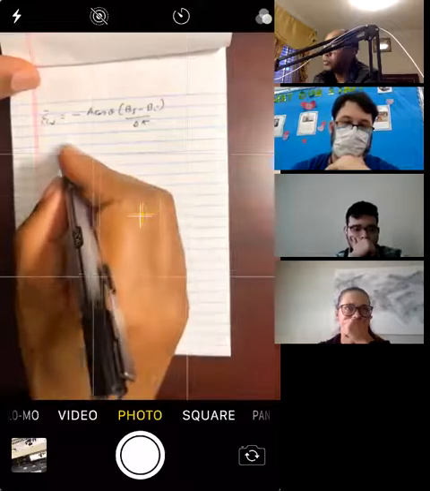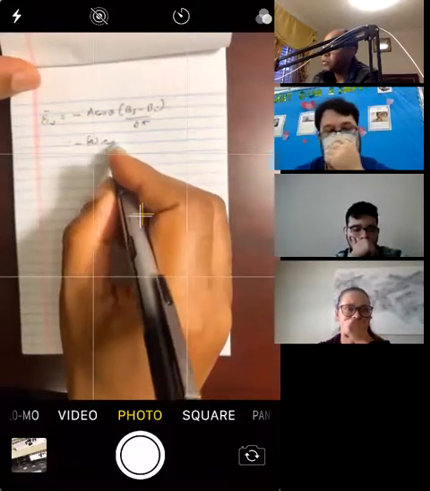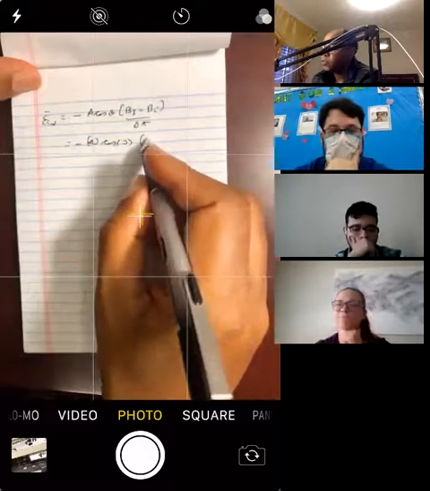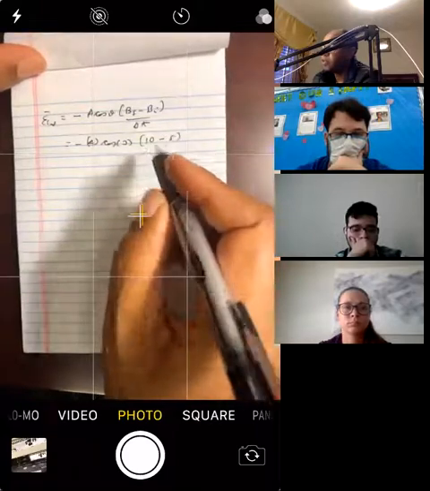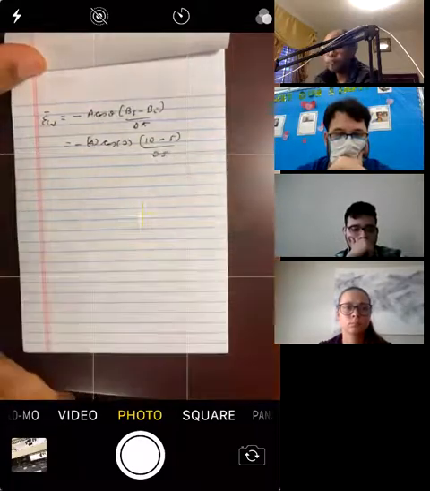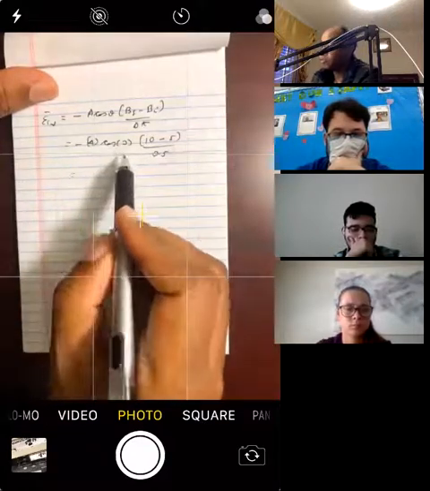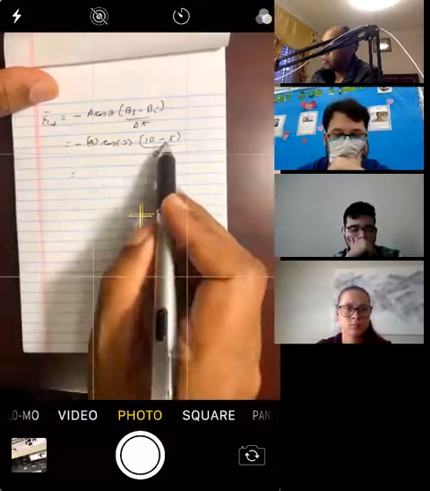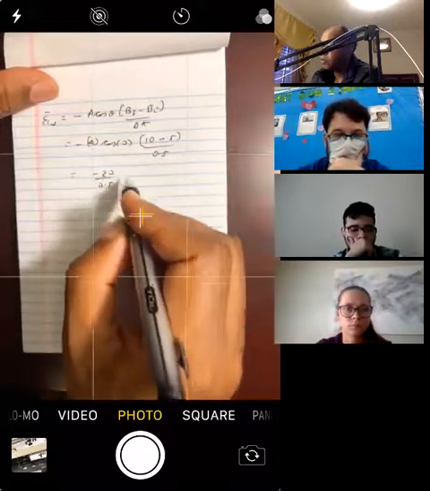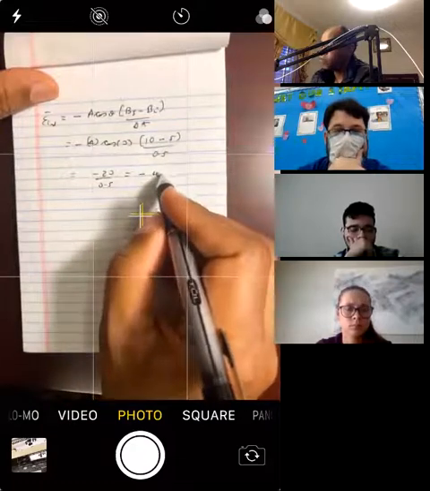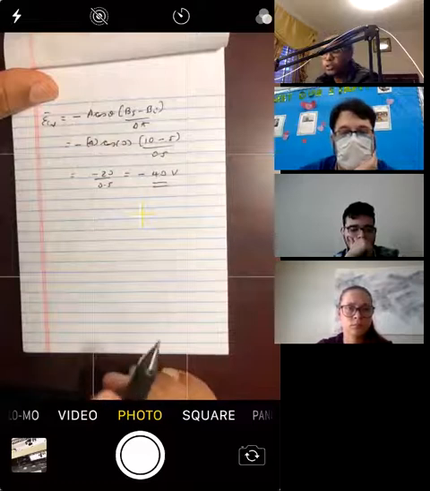Okay, so it's for the numbers. So the area was 4, the angle was 0, right? And the final flux was 5, this is 5, and then divide by 0.5. Okay, so cosine of 0 is 1, so you've got negative 4 times 1, and this is 5. So you get negative 20, right? Negative 20 divided by 0.5, you get negative 40 volts. So this is the average induced voltage during this time interval.